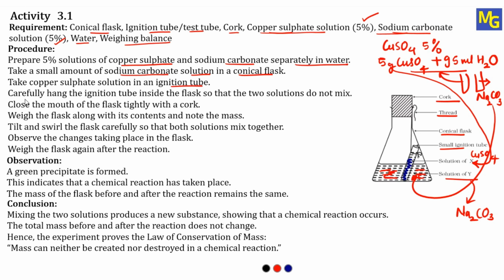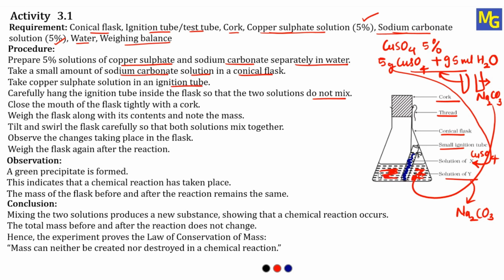solution. Now the next, carefully hang the ignition tube inside the flask so that the two solutions do not mix. So see here, we are going to take this copper sulfate, which is the blue color, into the ignition tube and the sodium carbonate, which is red color, into this conical flask. Remember these colors I am just using to explain to you. Sodium carbonate is not a red colored solution. You should not get confused. That's why I am explaining with the help of colors.